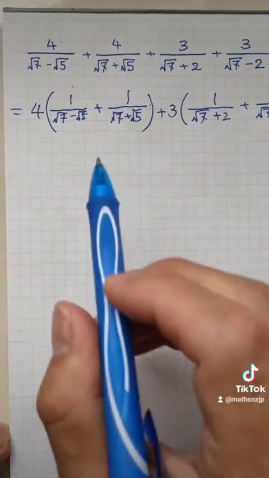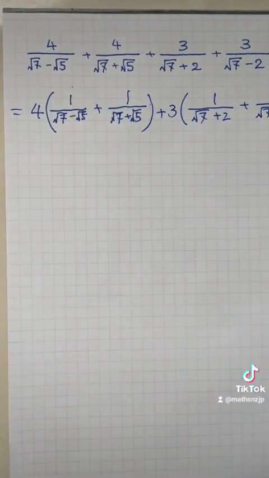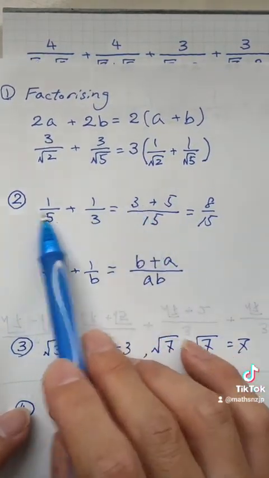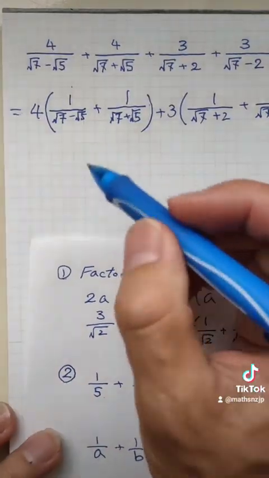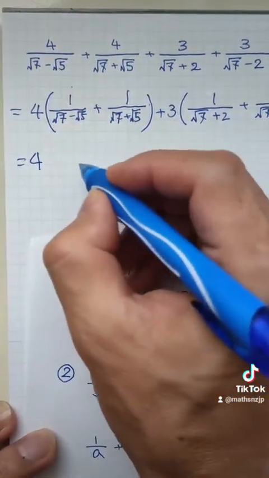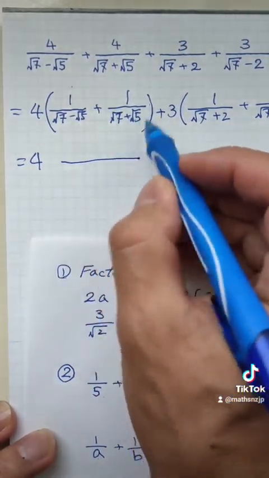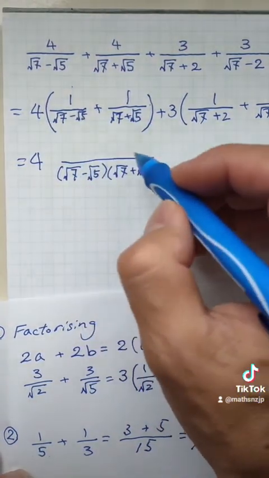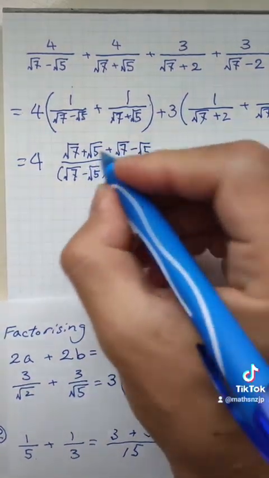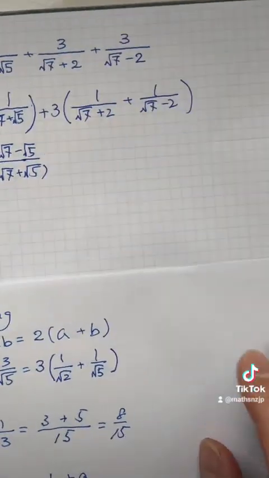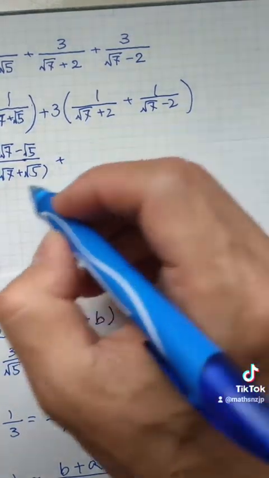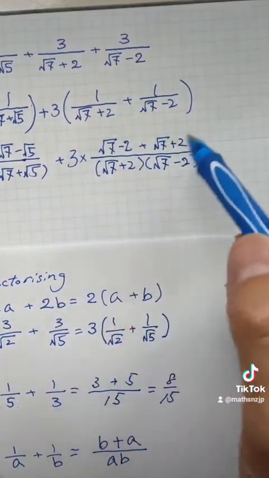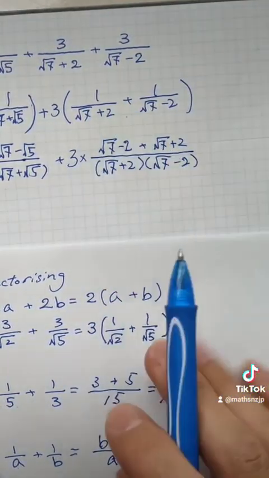Then next, we need to add the fractions, right? So we're going to use this one. Bottom times bottom, and then this one plus this one on the top. So for this one, this one times this one, and then this one plus this one. Then I just put times in front. Then we are doing the same thing as the left one, like this. This one times this one on the bottom, and then this one plus this one on the top.